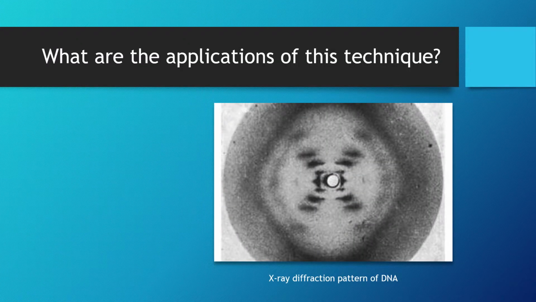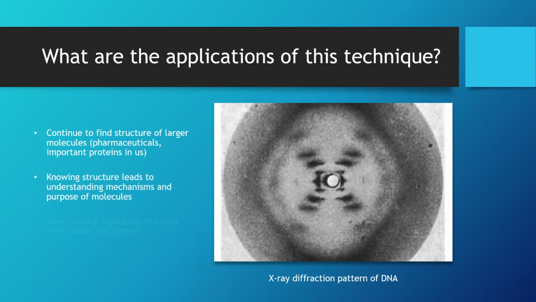One of the most significant applications of X-ray crystallography was when it was used to image the helical structure of DNA. Today, we continue to use this technique to find the structure of larger and larger molecules, like those we use in pharmaceuticals or for the complex proteins within our bodies. Knowing the structure of these molecules allows us to have a greater understanding of their mechanisms as well as their purpose.